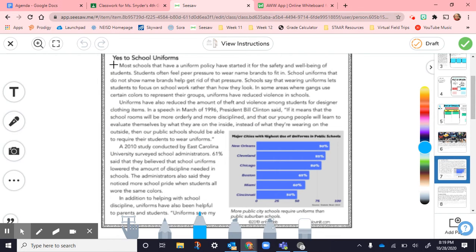All right, so this is the section that is the group that is for. So they're saying yes to school uniforms. So as we go through, we're going to be looking for those reasons why they're saying yes.